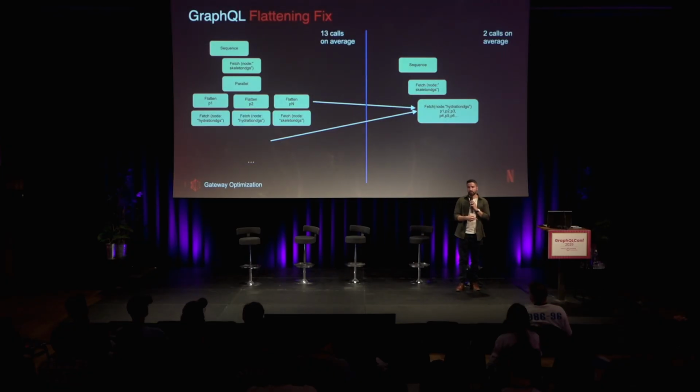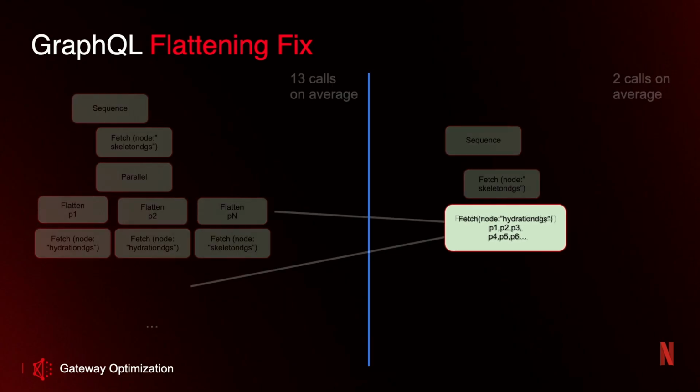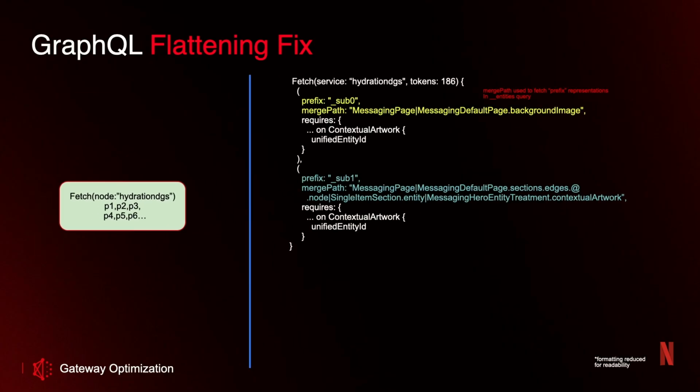So Emily on the GraphQL platform team came up with this particular fix, where if we look at a query plan on the left here, we have a sequence node, and first we fetch from the skeleton DGS. That makes sense. You can't really have a page without the page skeleton, right? Then if the query node had a parallel block with a bunch of these flattens in it for different paths, we were able to condense all of those flattened nodes into one fetch node with all of the paths within it.